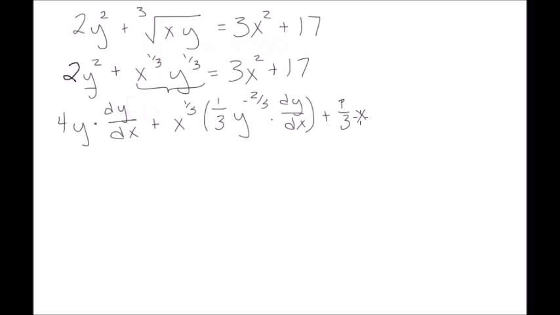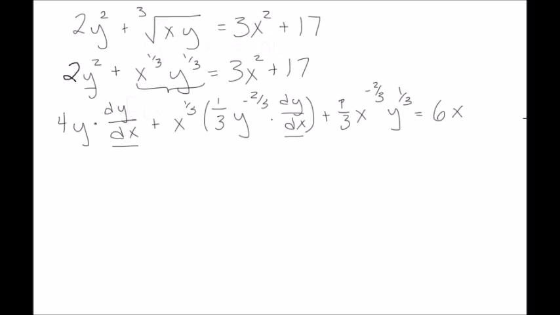1/3 x to the negative 2/3 times y to the 1/3 equals, on the other side of the equal sign, it's very straightforward. Bring down the 2, I get 6x. The derivative of 17, of course, is 0. Okay, so now I look at this mess and I need to get dy dx, just solve for it algebraically, and I'll get some expression that is a function of both x and y.